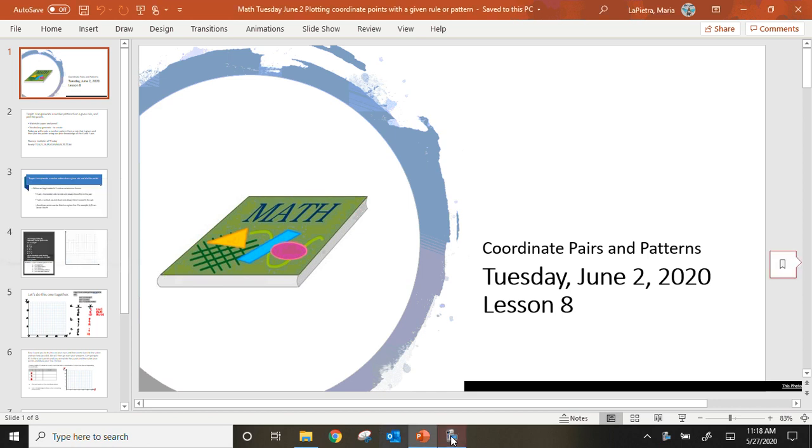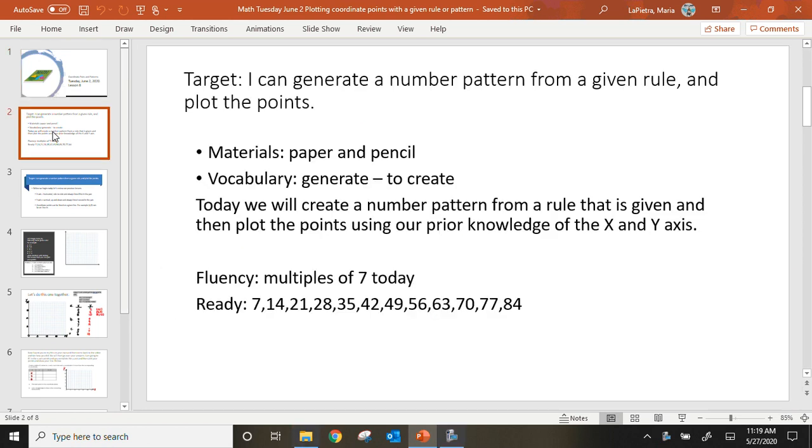Hi everyone, this is Tuesday, June 2nd, Lesson 8, Coordinate Pairs and Patterns. Our target for today is I can generate a number pattern from a given rule and plot the points.